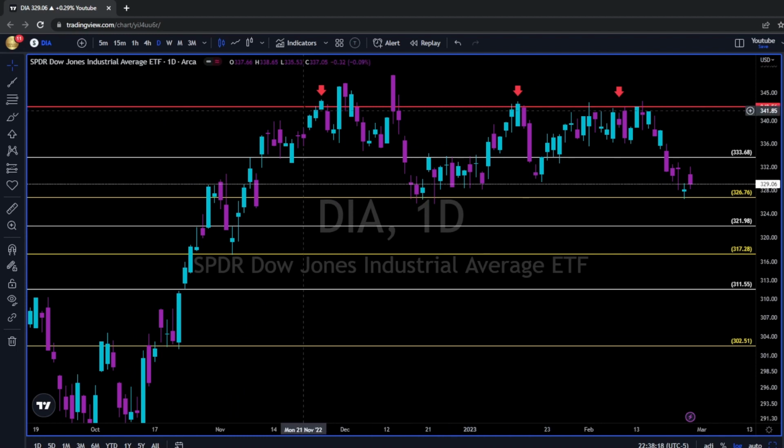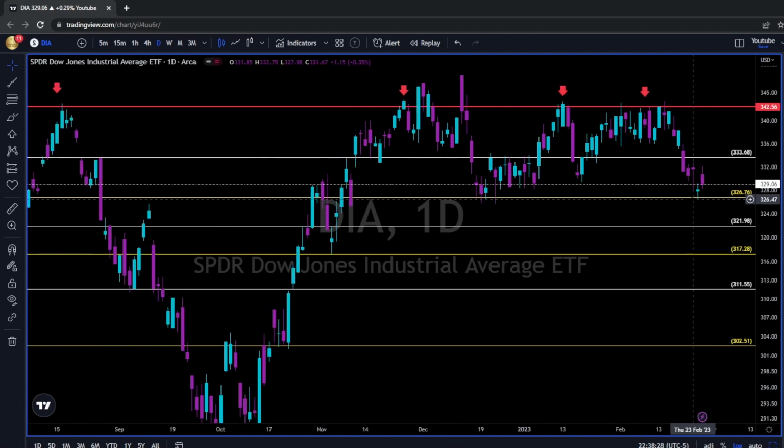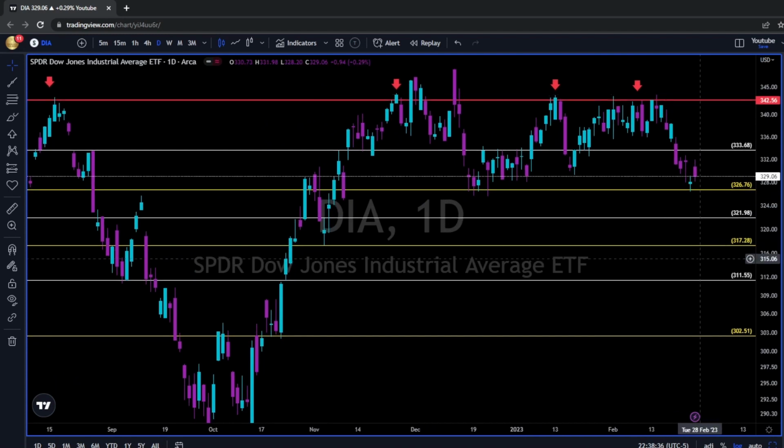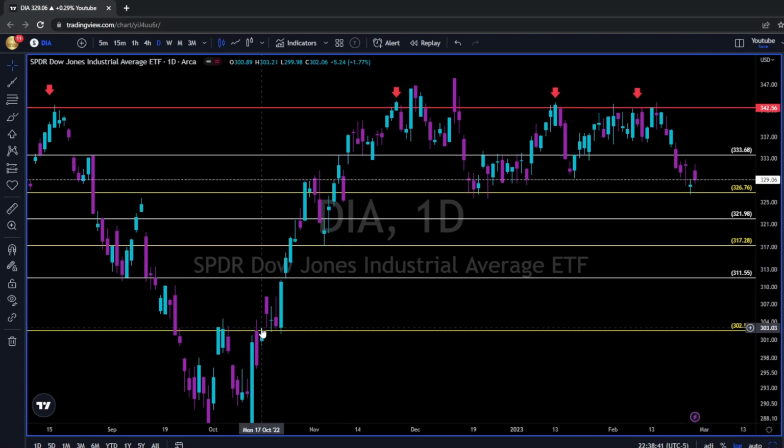Dow Jones, multi-top, 243. Now we have 326 needs to hold. Bulls must hold this line. Failing to hold this line, we will see a very steep downtrend, and we have all these levels for future potential support. If we had this steep uptrend, now we have all this area bouncing up and down. We will have the same steep uptrend, but to the downside.